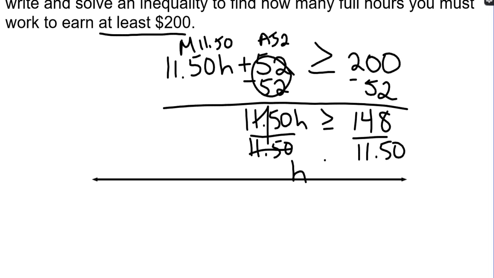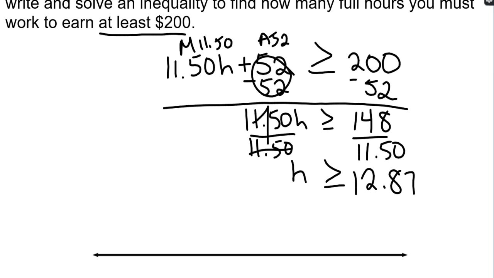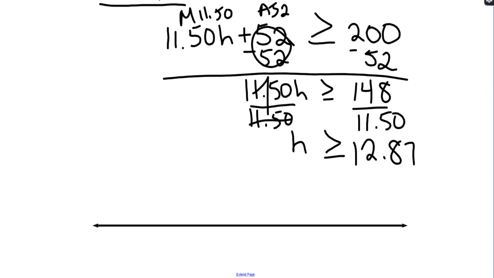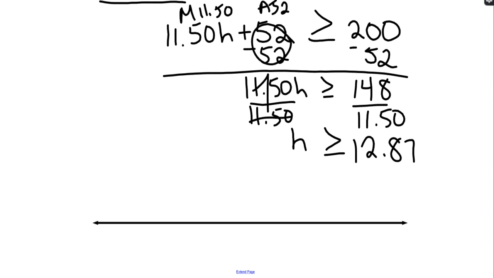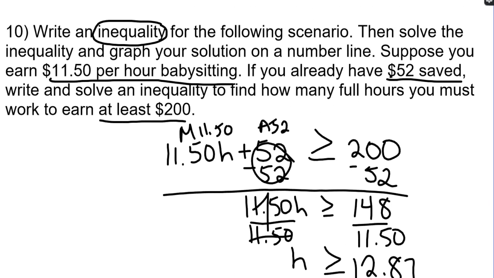Okay, so you have h is greater than or equal to 12.87. I'm going to round it. Obviously I got that number on a calculator. I didn't do that in my head that fast, and you guys are welcome to use a calculator yourself. 148 divided by your rate of 11.50 comes out to 12.87 hours. Well, I don't think that you're going to figure out how to babysit for 12.87 hours, and that's why the question specified how many full hours.